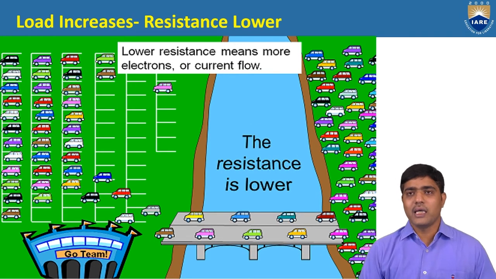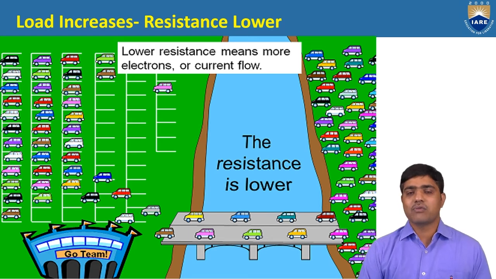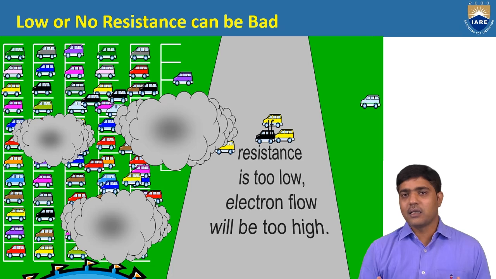Now if you increase the load, the resistance is going to decrease. That means you are providing more paths for crossing the cars from one side to the other side. So there is a greater amount of electrons flowing in the circuit, and that means it is going to offer a lesser value of resistance. And if you increase the load further, then what is going to happen?